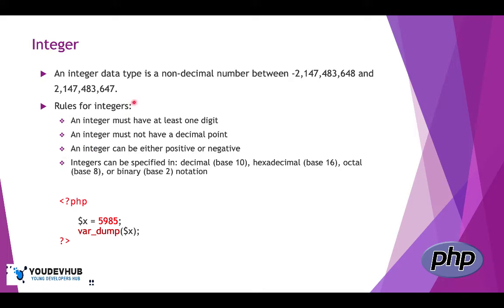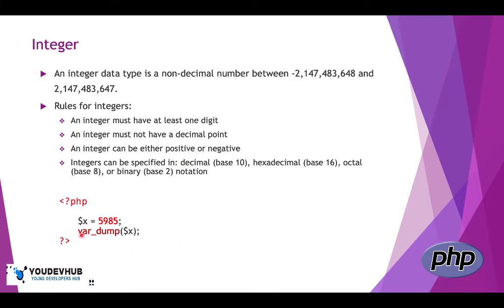What are the rules for integer? An integer must have at least 1 digit. An integer must not have a decimal point. An integer can either be positive or negative. And an integer can be specified in decimal, that is base 10, hexadecimal base 16, octal base 8, or binary base 2 notation. But it must not have a decimal point, and it can either be a negative or positive value.